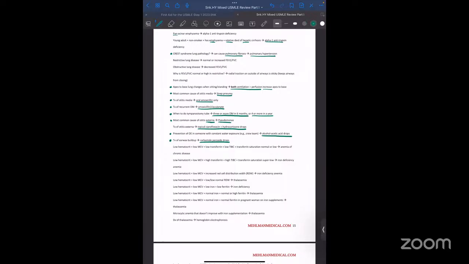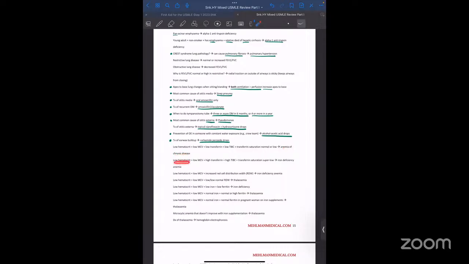Then low hematocrit plus low MCV plus low transferrin plus low TIBC, plus transferrin saturation is normal or low. Once again, what is this? So far it sounded like iron deficiency anemia, but transferrin, which is the transport form of iron, is also low. Transferrin saturation is normal or low. This is anemia of chronic disease.